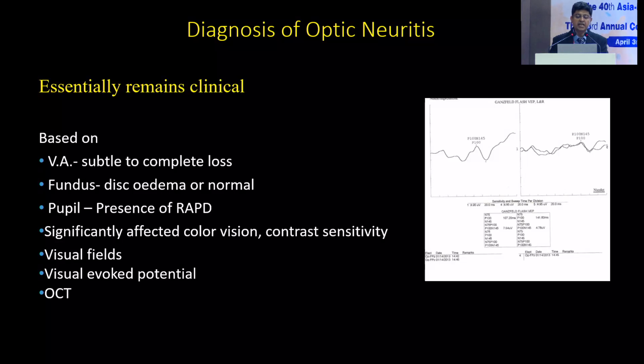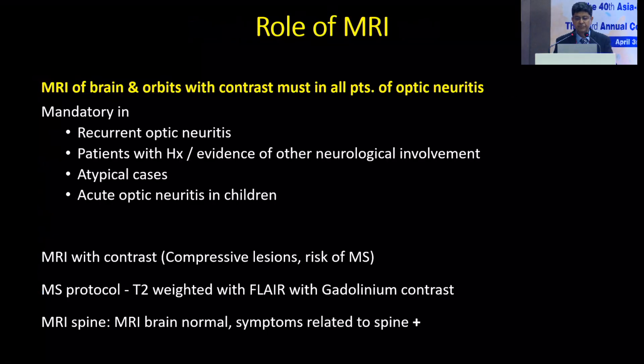In a child, VER, again, you can aim to get a pattern VER, but sometimes you just have to make do with a flash. Flash is not that useful and doesn't convey as much, but in the absence of a child fixing for long on the pattern, you would have to do with that. And again, OCT is just more or less for understanding rather than truly diagnostic at the moment, although there are subtle feature differences in OCT between MOG and optic neuritis.